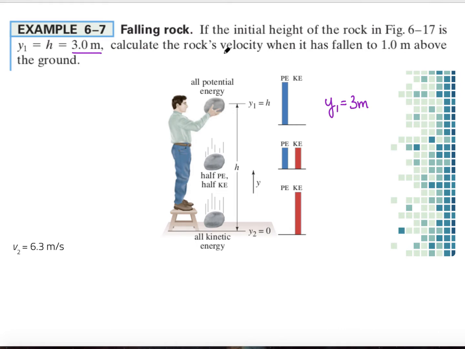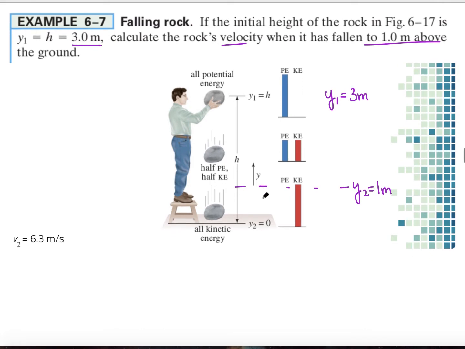Now, we want to know the velocity when it has fallen to 1 meter above the ground. So this would be the case where it's somewhere about right here, where y2 is actually 1 meter above the ground. So we are going to set up a problem-solving process for all of our conservation of energy problems that begins with a statement of the conservation of energy.